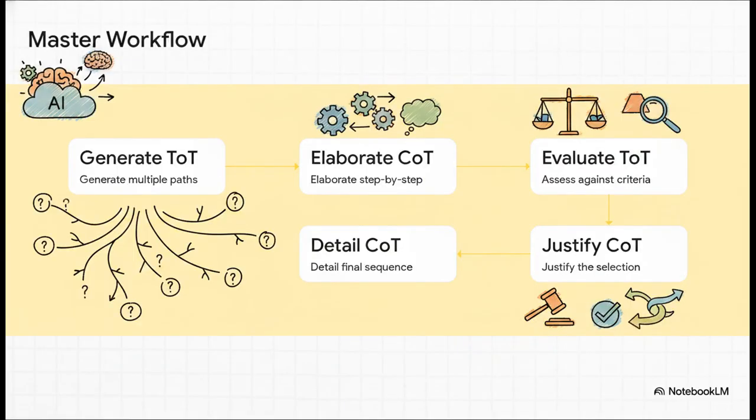Now, watch what happens when we put this all together into the ultimate AI workflow. You can actually synergize chain of thought and tree of thought. You prompt the AI to generate multiple paths. That's your tree of thought. Then you elaborate on each path step by step. That's chain of thought. You evaluate them against criteria, justify the selection, and finally detail out the sequence. Guys, this is a highly constrained, absolute master-level AI workflow.